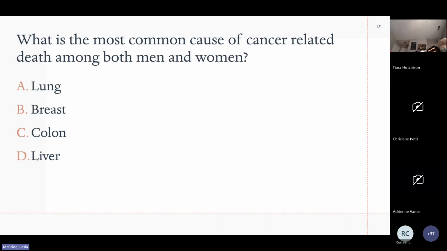What is the most common cause of cancer-related death among men and women? Think about that. Which one of these: lung, breast, colon, or liver? If this was a question on the test, which will be exam 2, not the one coming up this week, which one is the highest cause among men and women? And I said that earlier.